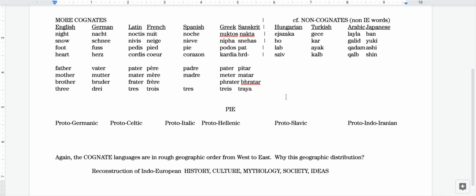So our next step is going to be to talk about this Germanic branch and to see how English fits into this Germanic branch itself.